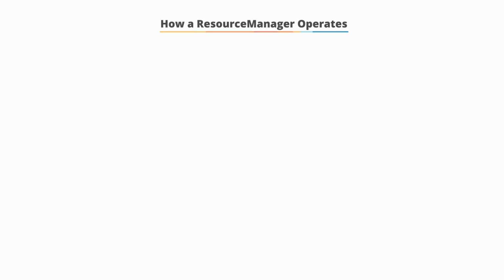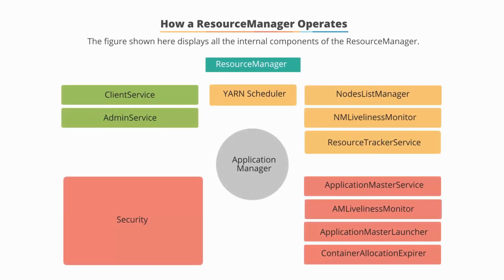Let's look at how each component of the Resource Manager works together. The Resource Manager communicates with the clients through an interface called the client service. A client can submit or terminate an application and gain information about the scheduling queue or cluster statistics through the client service. Administrative requests are served by a separate interface called the admin service, through which operators can get updated information about the cluster operation.